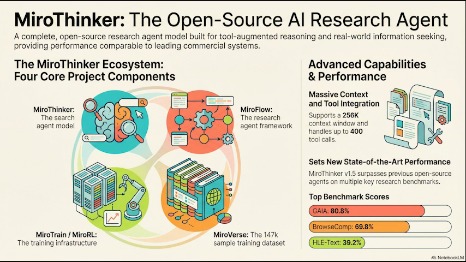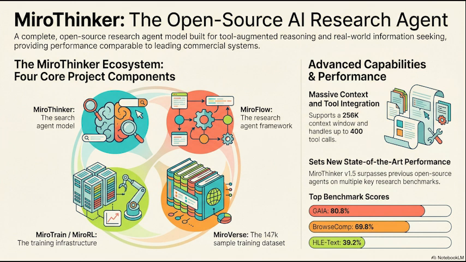Which brings us to the big question we need to answer for you today. How is an open source model doing this? I mean, conventional wisdom says you need billions of dollars in closed proprietary data to get world-leading performance in this kind of complex research. So what's the secret? It turns out they didn't just build a better model. It seems they built a better factory.